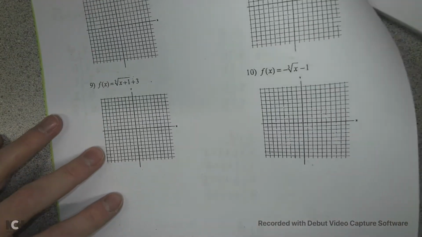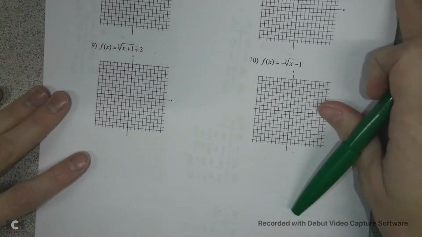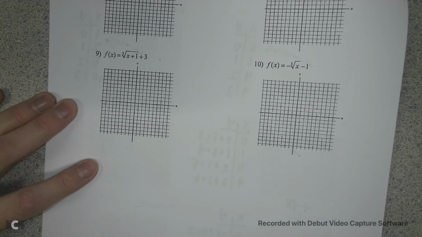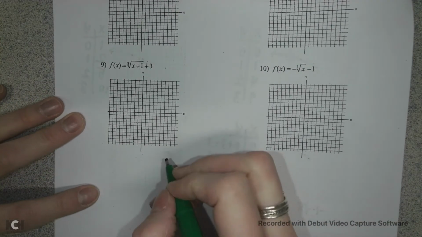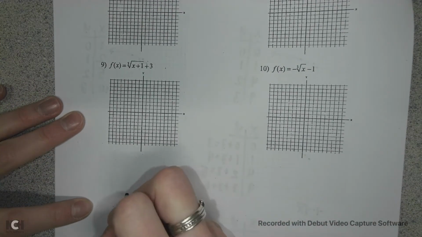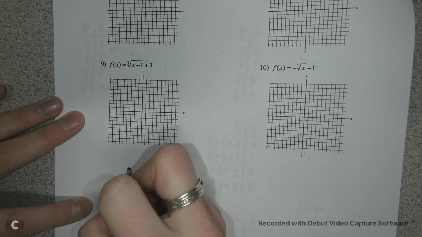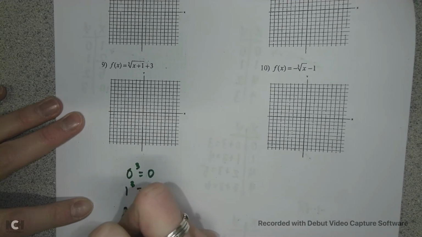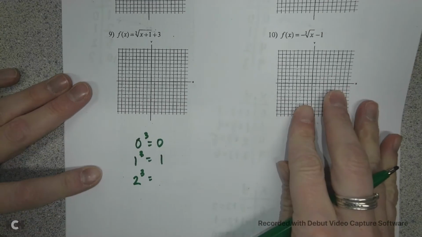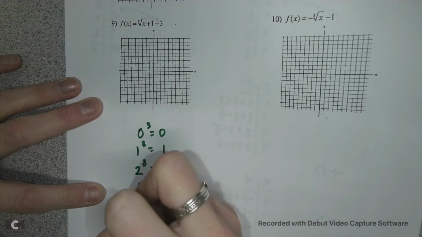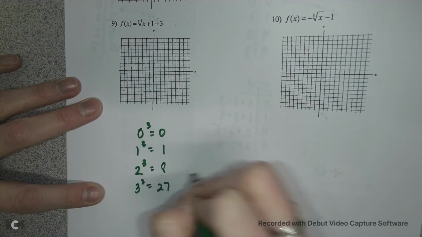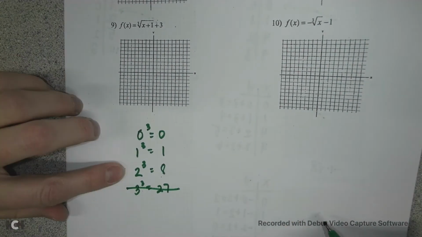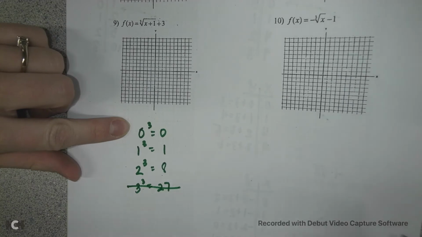Let's look at number 9. But cube roots are a tiny bit different, okay? So the first thing that you need to know about cube roots is those numbers that we had before are not going to work. Because if we think about perfect cubes, 0 cubed is 0, 1 cubed is 1, 2 cubed is 8, 3 cubed is 27. Well, that guy's not going to fit on our graph. So these are the numbers that we're going to look at.